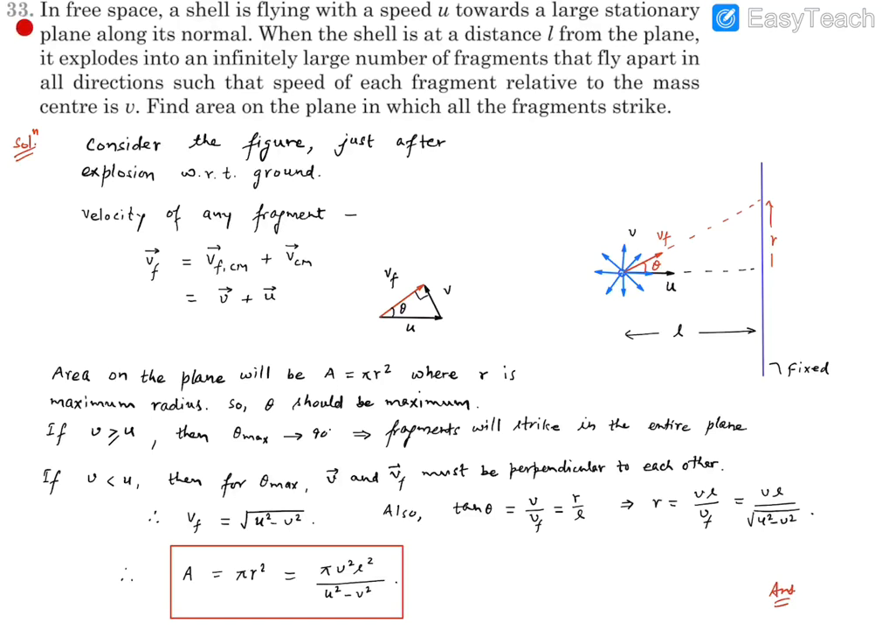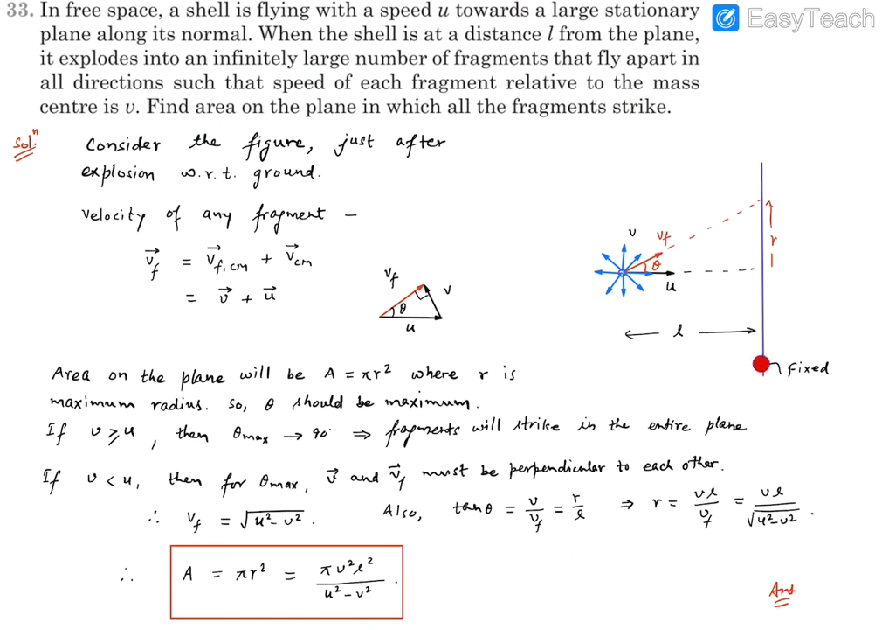Question number 33. In free space, a shell is flying with a speed u towards a large stationary plane along its normal. When the shell is at a distance L from the plane, it explodes into an infinitely large number of fragments that fly apart in all directions, such that the speed of each fragment relative to the mass center is v. Find the area on the plane in which these fragments are going to strike.